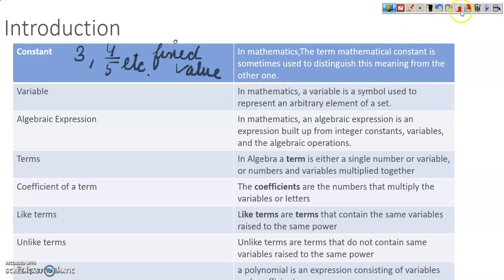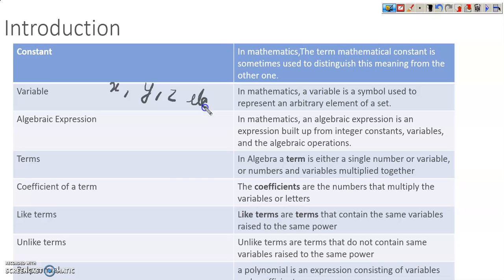Okay, now variable. What is a variable? It's a number which can take various numerical values. For example, like x, y, z, and so on. Here in x, we can put any value, like we can say x is 1 or 2. We can put any value for y also and for z. So this is known as a variable.